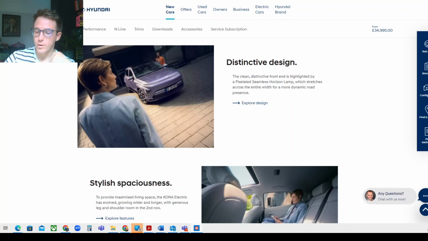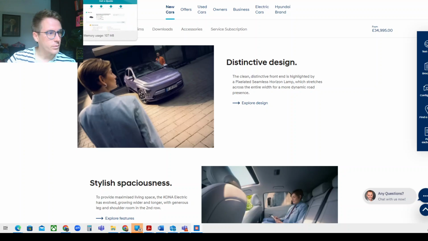So plug-in hybrids used to get a lot of this benefit, and still do, but less and less. The main tax benefit is now for pure EVs. So let's show you a comparison of the electric Kona versus the 1 litre turbo, both in ultimate spec, and see how much you can save.